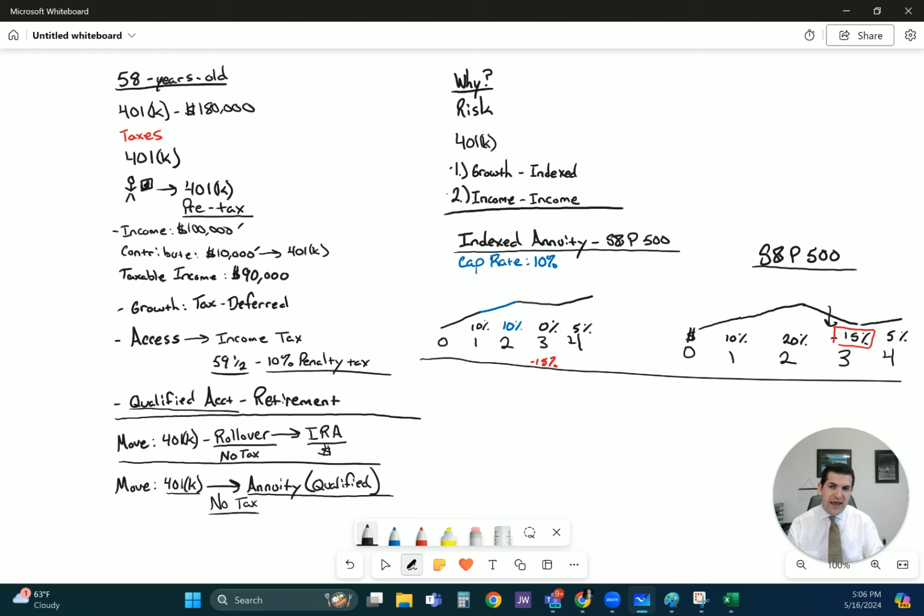There is just flat fixed interest rate annuities. They're called multi-year guaranteed annuities, or you just get a fixed rate and it is what it is. In his case, he gravitated more toward the indexed annuity because it was more exciting. I could get more upside. So let's look at an illustration here. So this will be pretty cool.